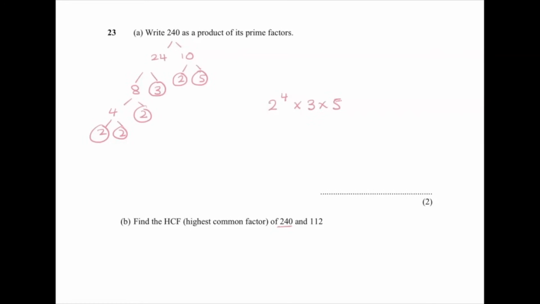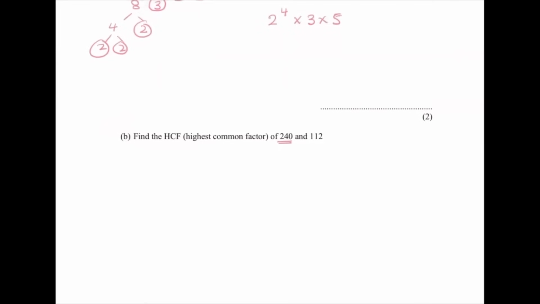So it's the same number as the first part and 112. So we're going to use the venn method for this. To do that, I am going to need the factors of 112 as well. So I'm just going to quickly work those out. And from above, I could see that the 8 went to 3 2s.